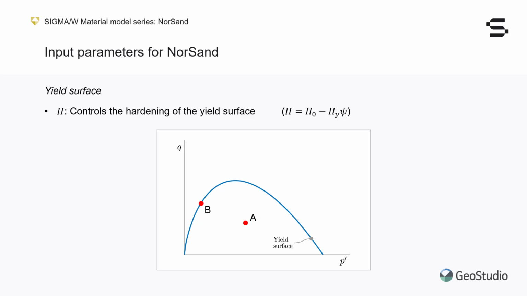And finally, a stress point located outside the yield surface is inadmissible. To reach a stress point at C, the yield surface would have to expand, a mechanism called hardening. It is precisely this aspect of the model that the plastic hardening modulus H controls. How much hardening occurs for a given plastic shear strength increment is determined by H's value. This parameter is calibrated using a trial and error procedure using NorSand simulation results.